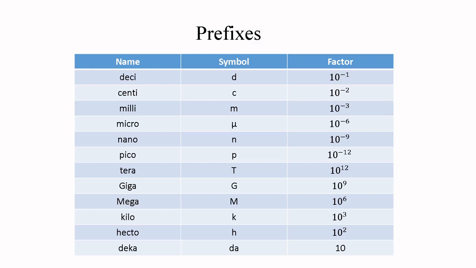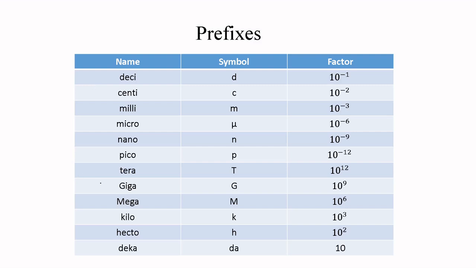At the beginning, you may think to yourself that this is really difficult to memorize, but I'm telling you, if you repeat it for yourself several times, it's going to be kept automatically in your mind. Okay, let's look at this table together. The first prefix that we have here is deci, and the factor is 10 to the power of -1, centi, milli, micro, which is shown by mu. After that, we have nano, pico, tera, giga, mega, kilo, hecto, and deca.